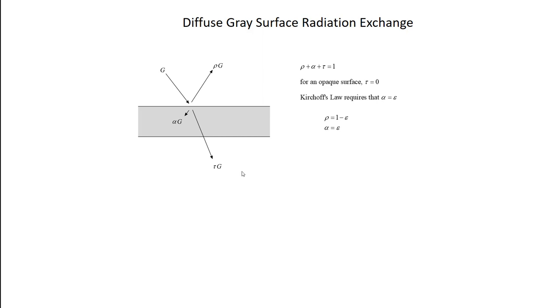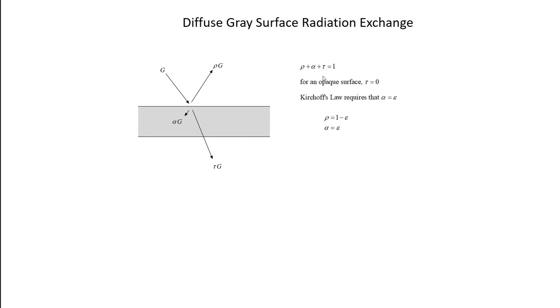So reflectivity, given the symbol rho, is the fraction of this irradiation that is reflected off the surface. So the reflected radiation will be rho times G. Absorptivity is given the symbol alpha. That's the fraction that is absorbed. And transmittivity, given the symbol tau, is the fraction that is transmitted through it. In general, all of these properties will be, like emissivity, potentially a function of direction and also of wavelength.